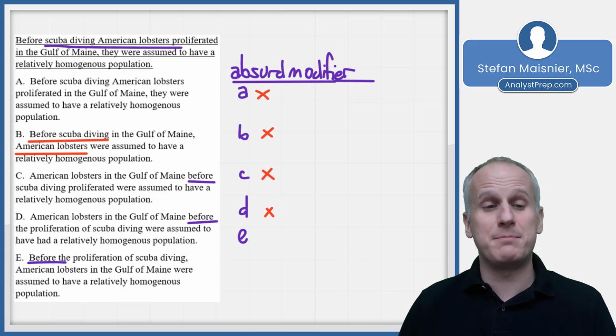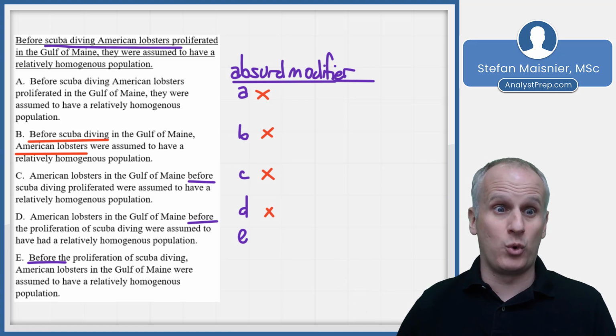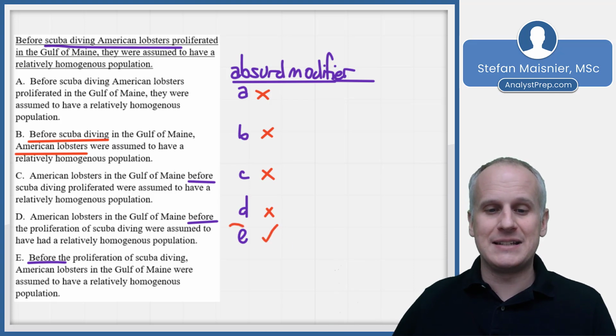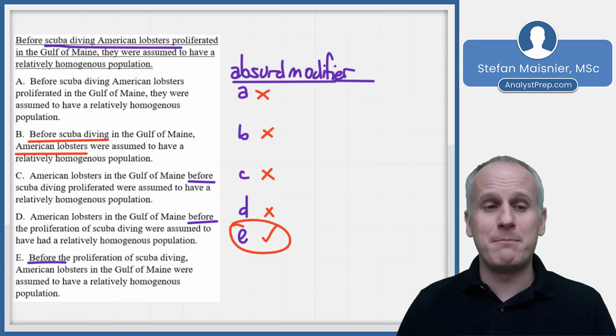So now we can see that it's because of the proliferation of scuba diving that we were to change the assumptions about the lobsters rather than that the lobsters themselves were affected by said scuba diving. And that is the intended meaning of the original and our correct answer. So go ahead and practice some of your own modification sentence corrections in our question bank to improve your performance with this particular meaning-based issue that you'll encounter on the verbal section of the test.